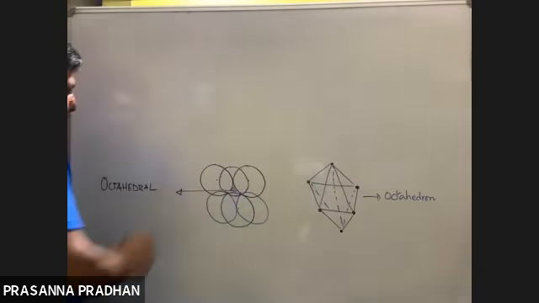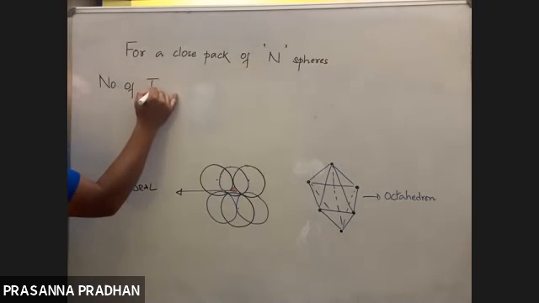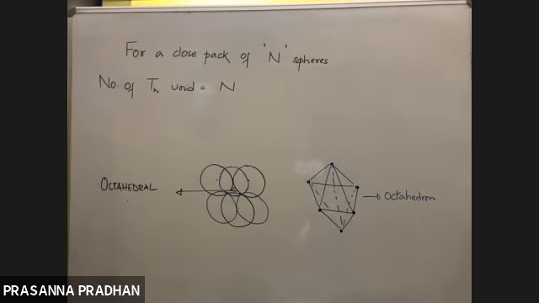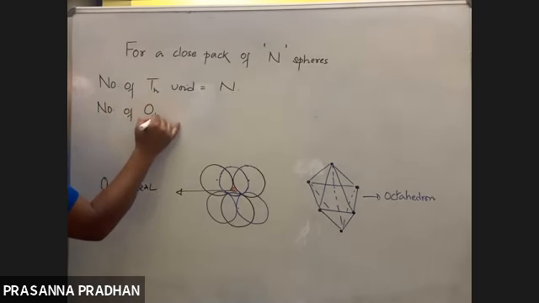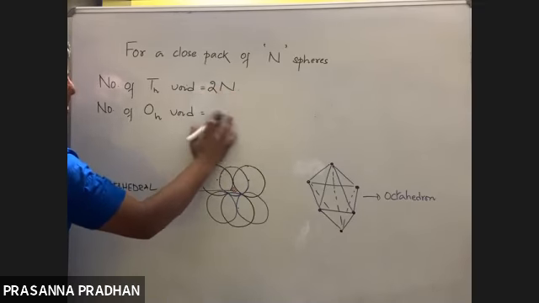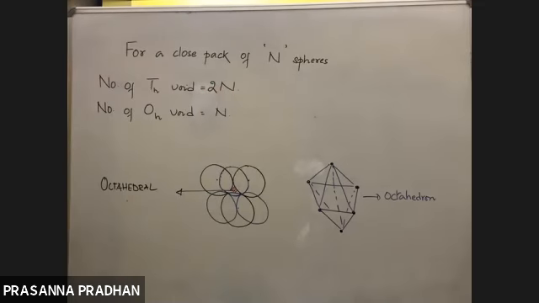For a close pack of n spheres, the number of tetrahedral voids will be twice n, and the number of octahedral voids will be n.